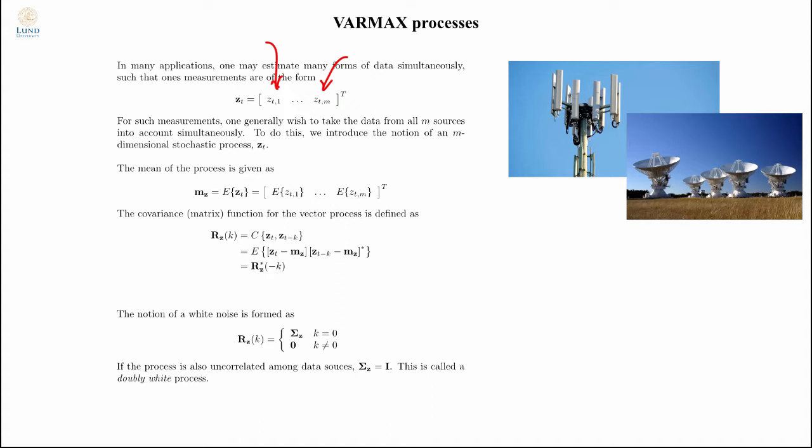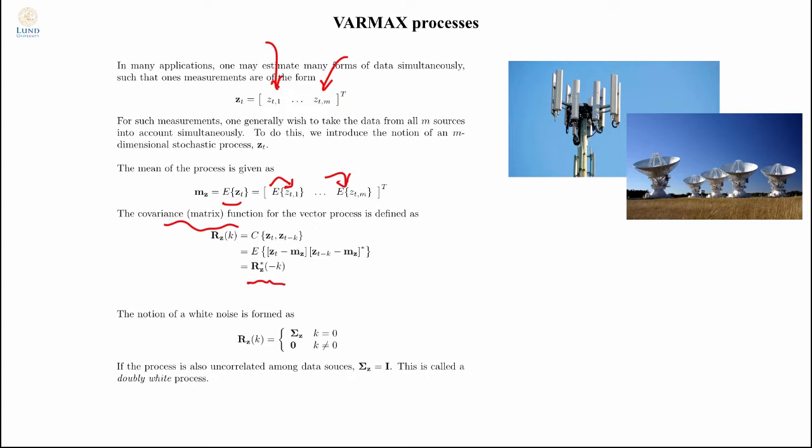To compute the mean of such a process, you basically just move the mean inside the vector like this. The covariance function is now a matrix function, so that means that each covariance lag, before that was just a number, but now this is a matrix. However, I still retain the same conjugate symmetry that I had for the covariance function.